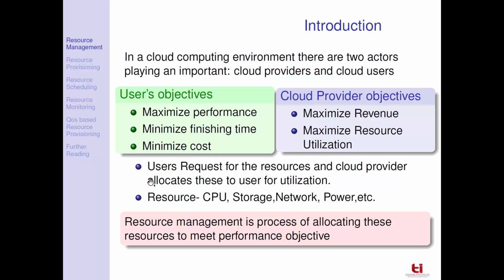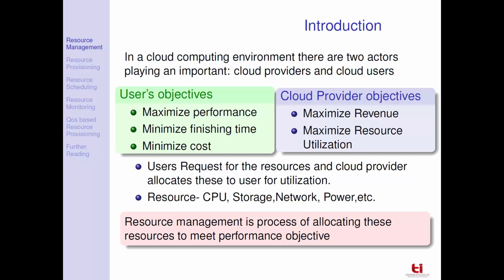So what happens in cloud computing? The user requests resources, and the cloud provider will allocate these to the user for utilization. These resources can be the CPU, storage, network, and power. Power is an indirect resource. We call power a resource, an indirect resource, because it costs the provider a lot to power the data centers and for the cooling. So it's an indirect resource.